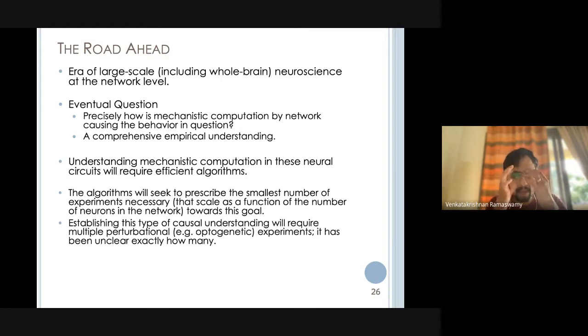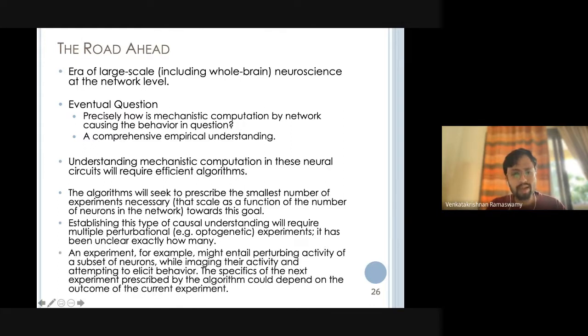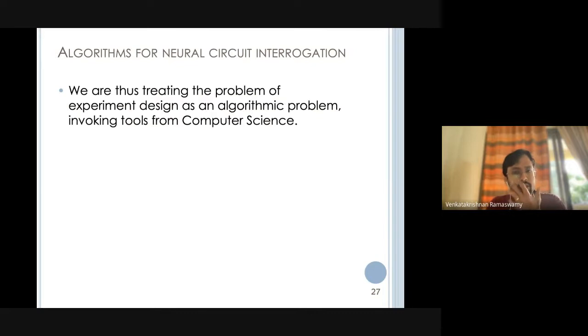And establishing this type of causal understanding will require multiple perturbational experiments, right? So perturbational could be, for example, optogenetic that I talked about. And now it's unclear exactly how many experiments you need, right? And an experiment could entail perturbing activity of a subset of neurons while imaging their activity and attempting to elicit behavior. And the specifics of the next experiment prescribed by the algorithm could depend on the outcome of the current experiment. So a fairly generic experimental setup to try to understand these nervous systems. So we are treating the problem of experiment design in neuroscience as an algorithmic problem, right? And invoking tools from computer science.